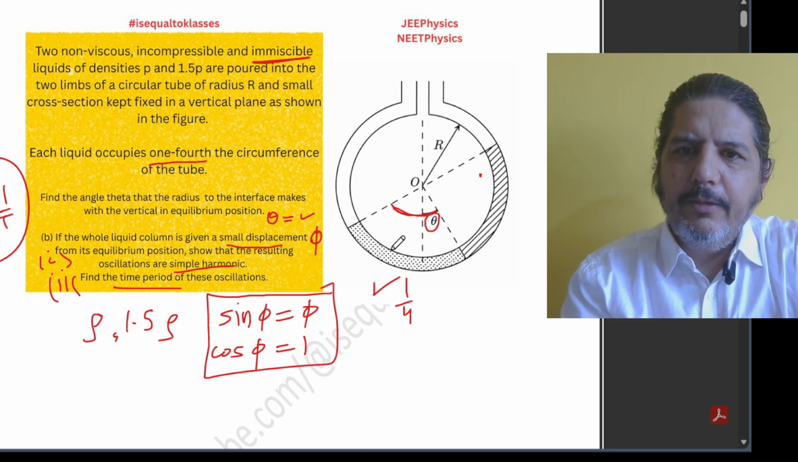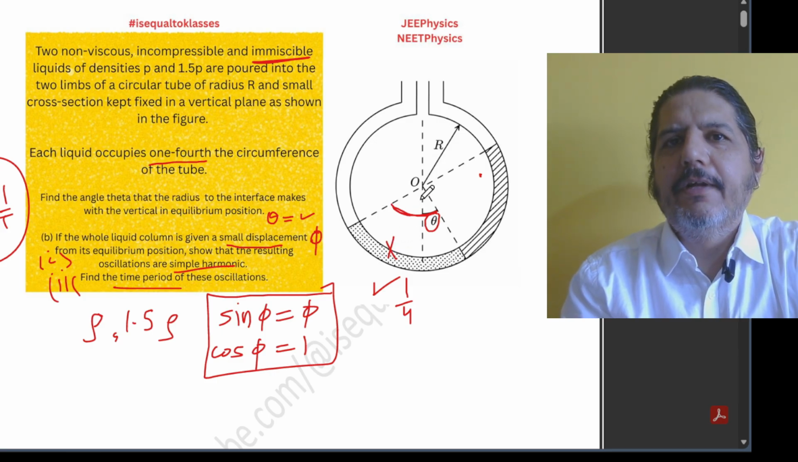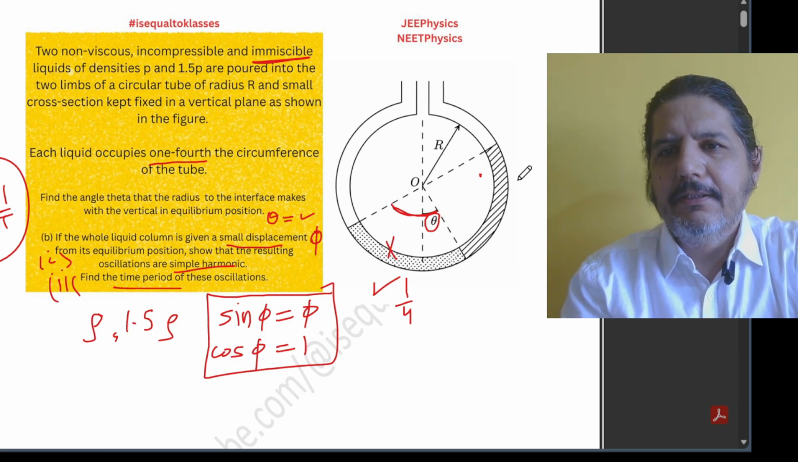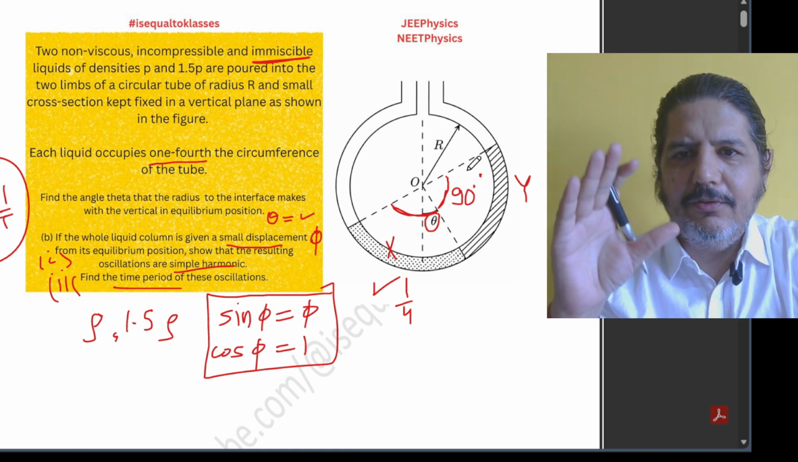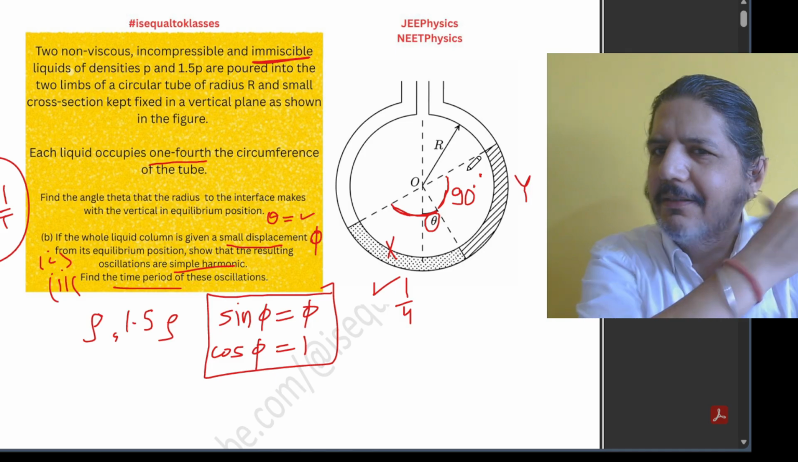This liquid, say liquid X, would be subtending an angle of 90 degrees at the center, and this liquid, say Y, would be subtending an angle of 90 degrees at the center. So this is our setup.